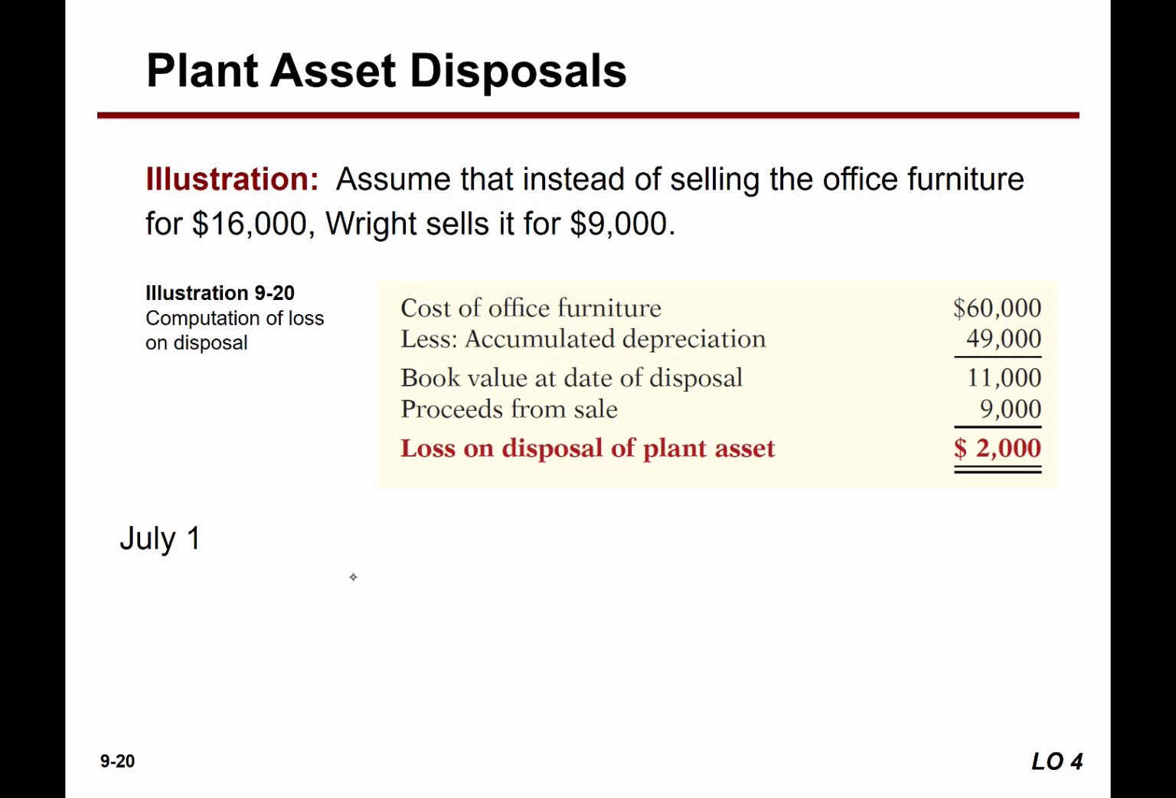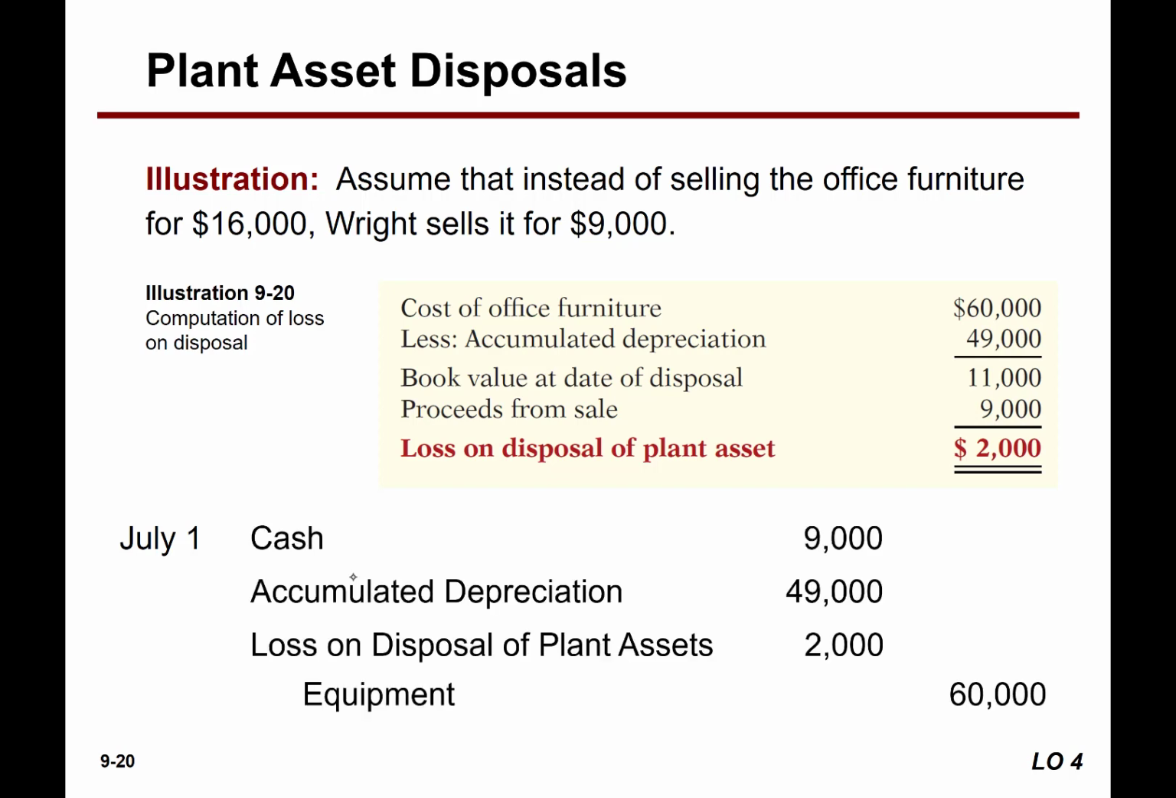We have a loss. So again, the way I would do this is I would first get rid of the equipment for $60. Debit the accumulated depreciation for $49. Debit the cash because you know you're getting $9,000 cash, and then what? The last thing you should worry about is the gain or loss. Okay?